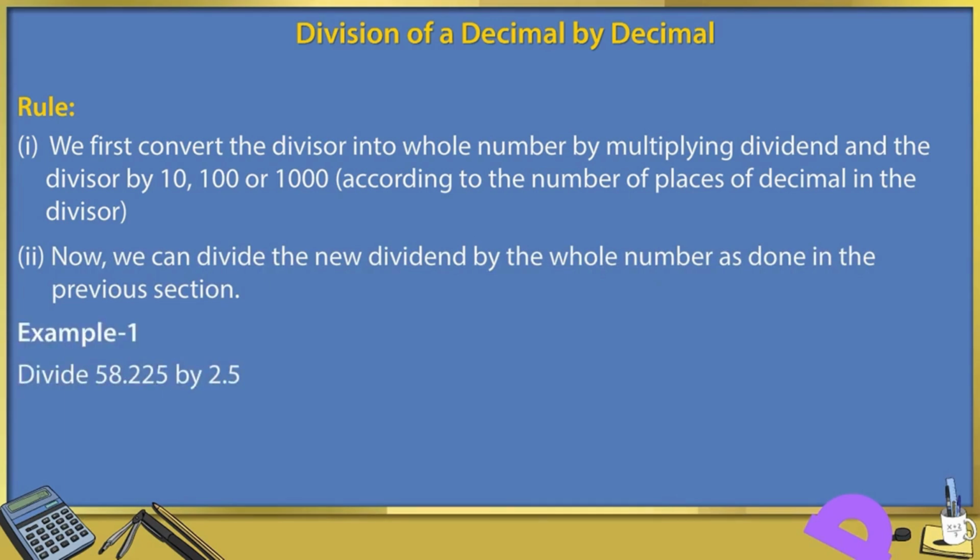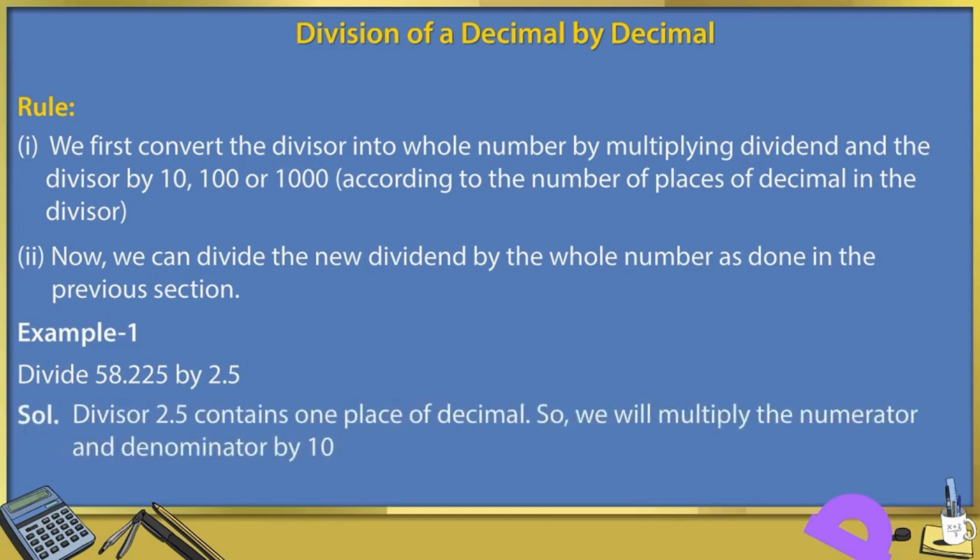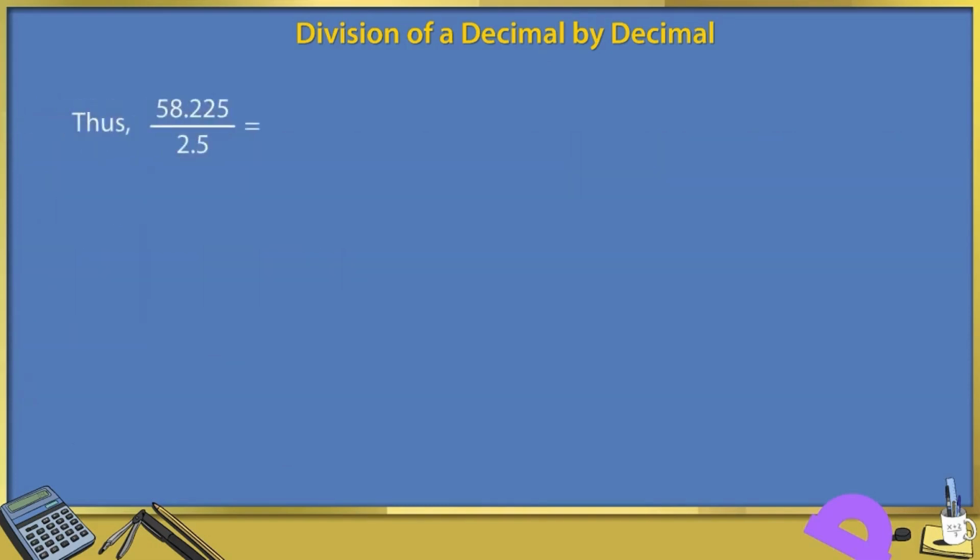Example 1. Divide 58.225 by 2.5. Solution. Divisor 2.5 contains one place of decimal. So, we will multiply the numerator and denominator by 10. Thus, 58.225 by 2.5 is equal to 58.225 into 10 by 2.5 into 10, which is equal to 582.25 by 25, which is equal to 23.29.